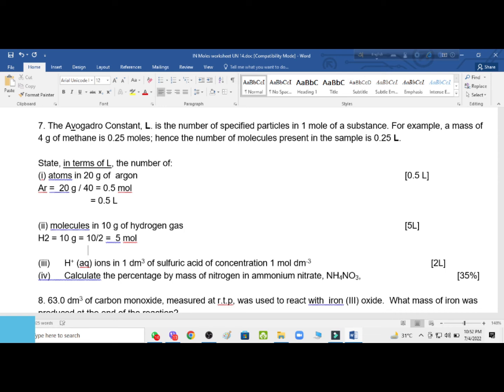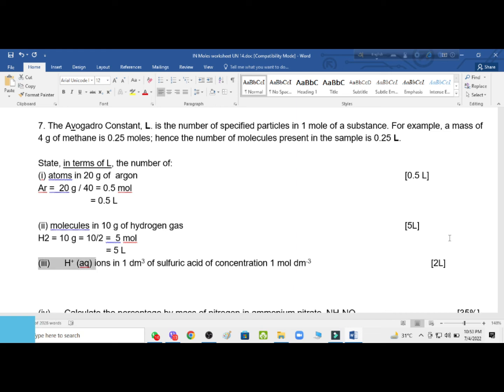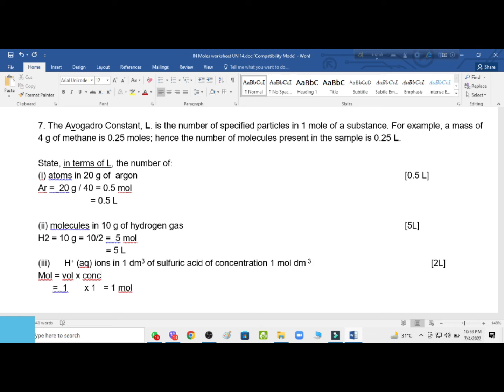Now see the next question. It says hydrogen ions in 1 dm cube of sulfuric acid. So here you need mole again. Without mole you cannot calculate number of particles. Mole equals volume into concentration. We'll learn this. What's the volume given? 1. What's the concentration given? 1. What result do you get? 1. This is 1 mole, right? 1 mole of sulfuric acid.